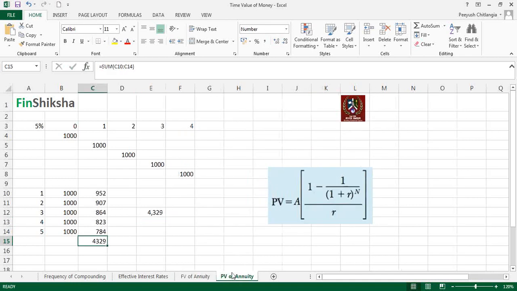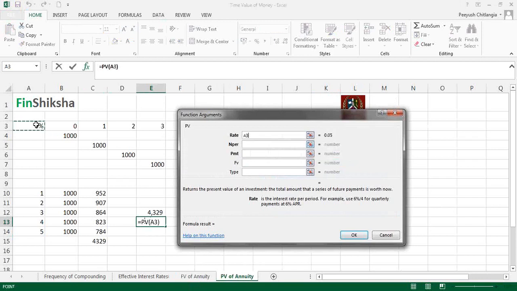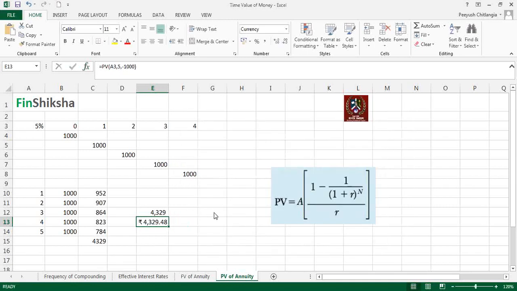5526. Similarly, we can use the function PV here, open brackets, rate is 5%, number of periods is 5, payment is minus 1000, and okay. And once again, we get the same value, which is 4329. So you can solve it multiple ways.